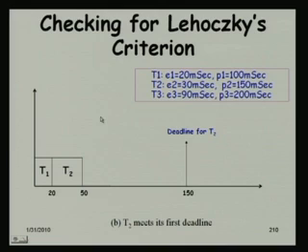T2 is the second highest priority. It will start to run as soon as T1 completes. See here, T1 has completed at 20 and T2 will start running for 30 milliseconds. So the first instance of T2 will also complete before the deadline. So even for this the criterion is satisfied.